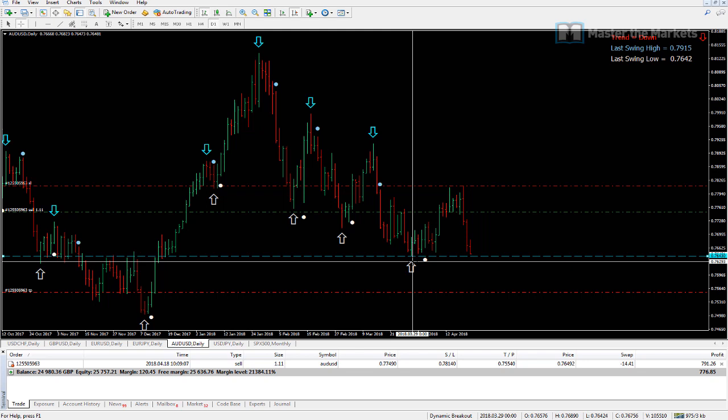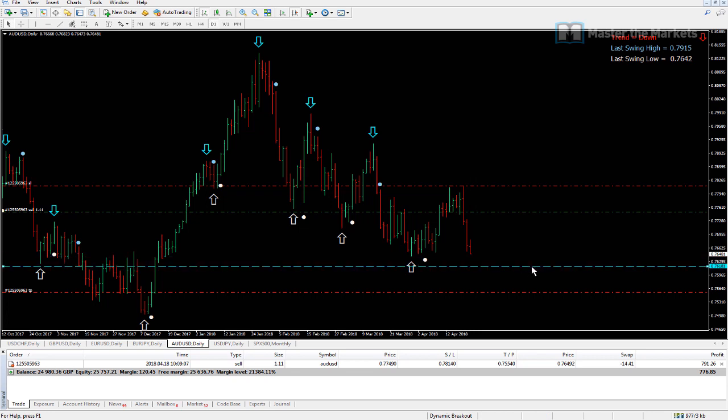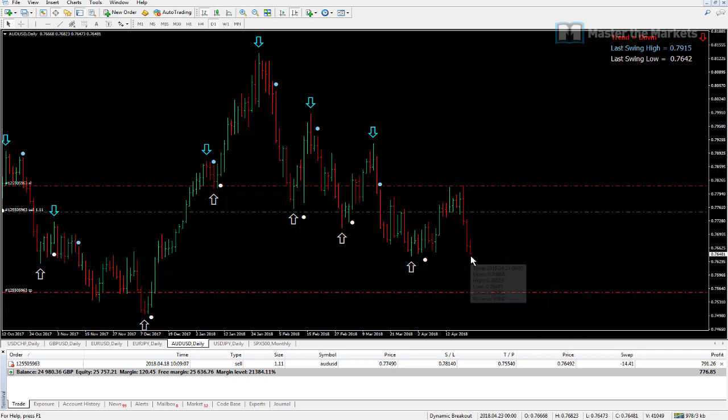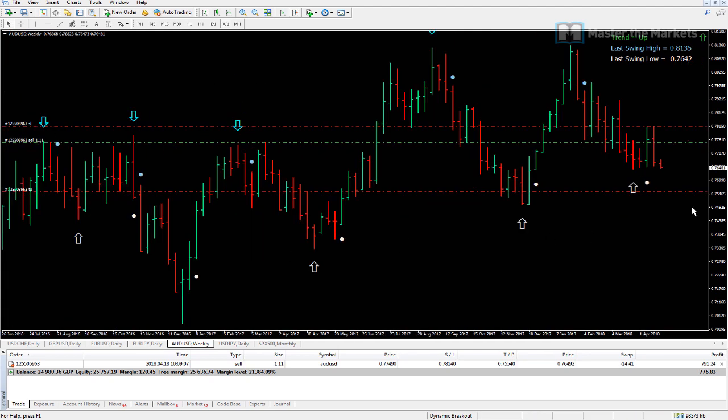The last swing low you can see is 0.7642, and the current price is 0.7648. So we're actually 6 pips away from breaking the previous swing low. That also represents, actually, for you advanced traders, a weekly swing low as well. This is a very key level in the market.